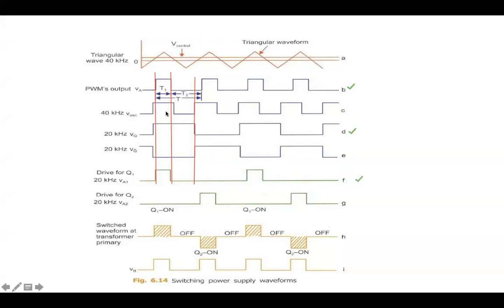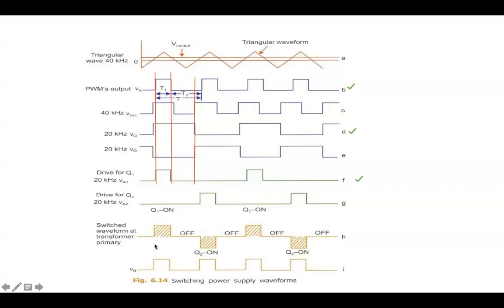Fine. So high, it's giving me high. Low, it's giving me low. So it's basically an AND gate. So similarly, you can just compare the waveforms for Q2, what kind of waveform it's going to get.